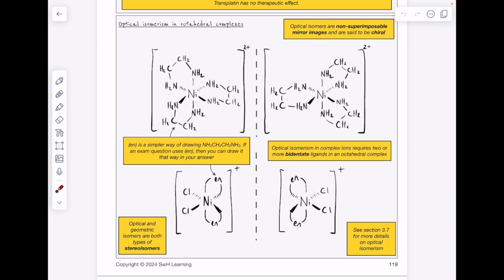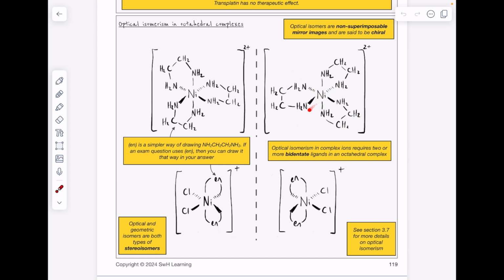Now, in order for optical isomerism to occur in complex ions, you require 2 or more bidentate ligands in an octahedral complex. Remember that bidentate ligands are molecules or ions with lone pairs of electrons that form 2 coordinate bonds with the transition metal ion. So here and here, here and here, here and here.